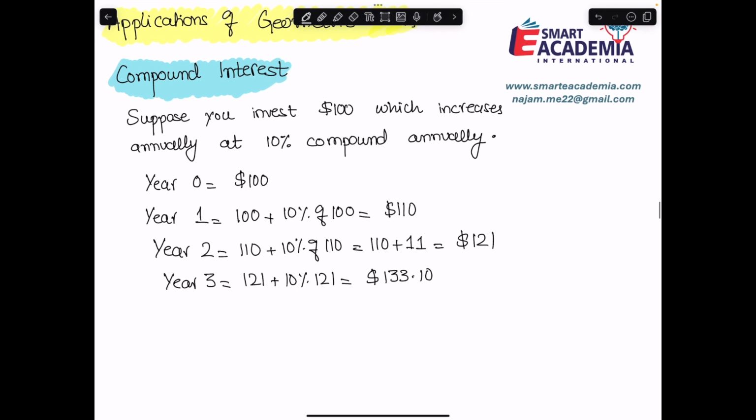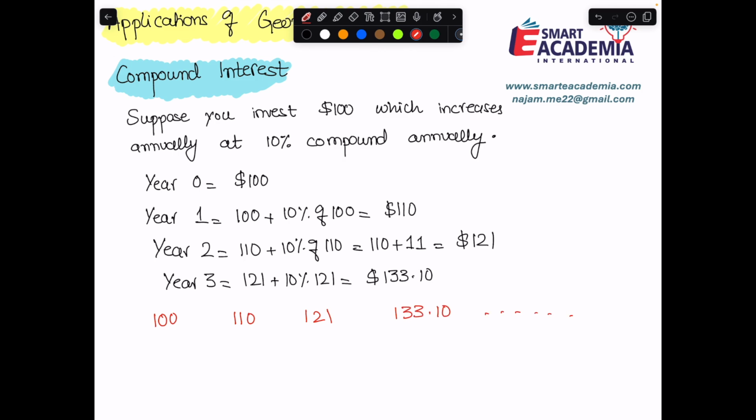Let's try to write this in a series form and see whether it is a geometric series. So at year 0, we have 100. Year 1, we have 110. Year 2, we have 121. Year 3, we have 133.10, and so on and so forth. Let's call these U1, U2, U3, U4. So I want to do U2 over U1, which is basically 110 over 100, and I get 1.1.